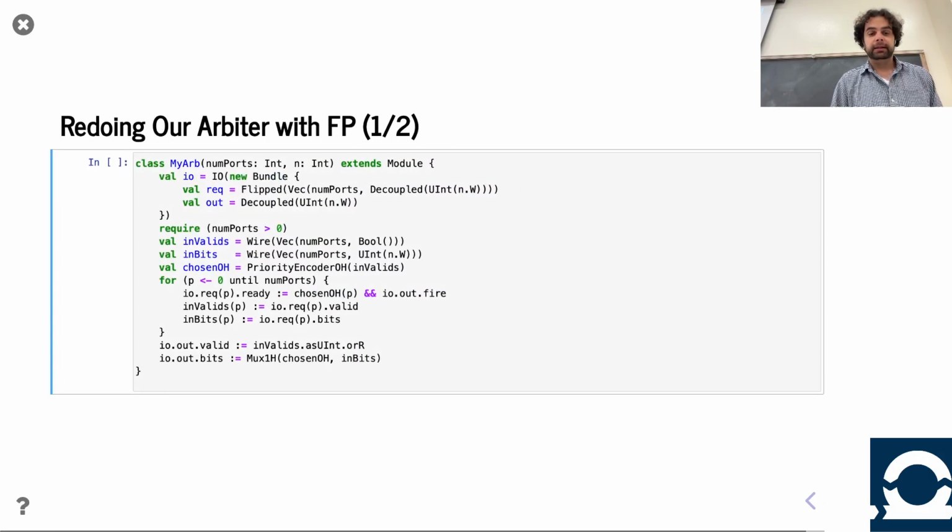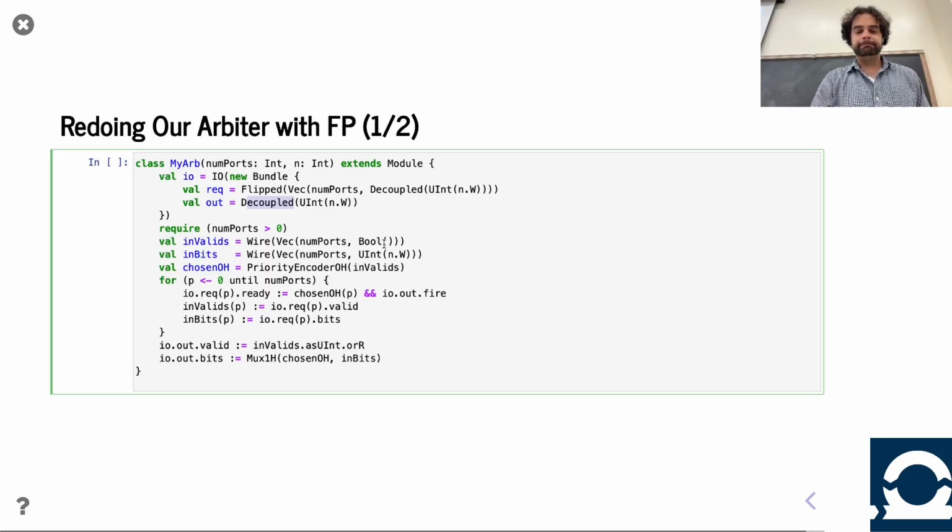So then let's go back to our arbiter from last week. We wrote a few versions of this. Forgetting the exact details of arbitration is fine, but remember what we had. We had a Vec of inputs. They were decoupled, so we always raise invalids. We had a single output that was decoupled. And internally, we have these Vecs because we are indexing into things.